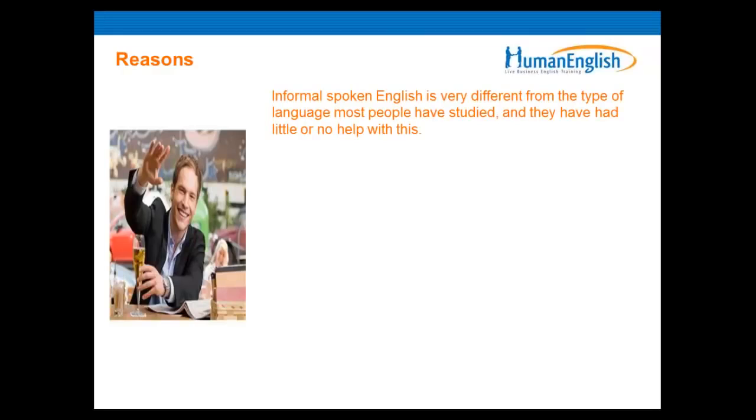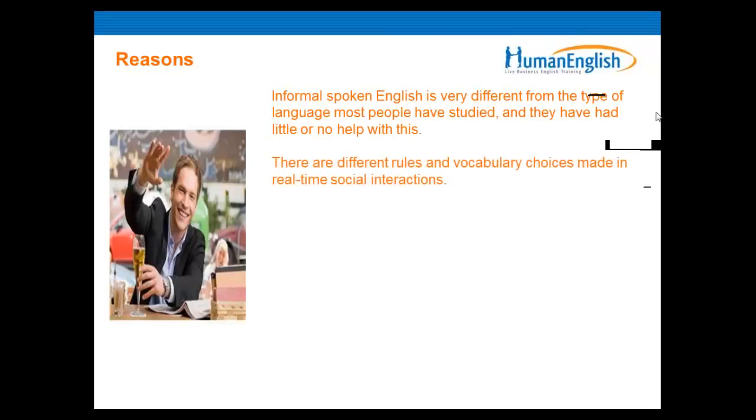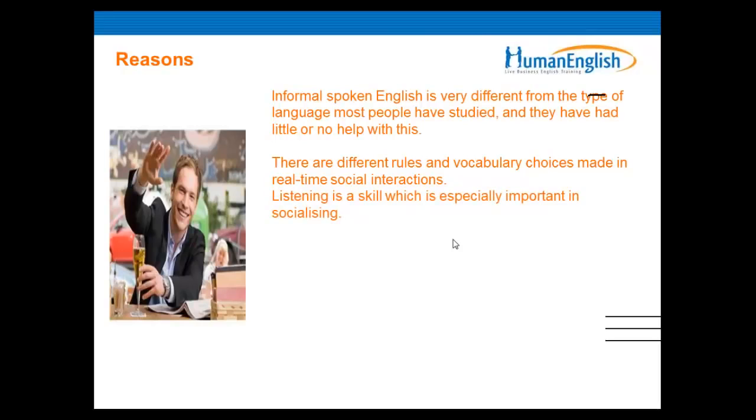So the first one is informal spoken English is very different from the type of language most people have studied, and they have had little or no help with this, okay? A lot of times the English that we speak is different from what you may have studied in the grammar books, okay? Because there are a lot of slang and expressions in the English language. There are also different rules and vocabulary choices made in real-time social interactions. Listening is a skill which is especially important in socializing. Okay, so it's important to always listen to the other person to understand what they are saying.